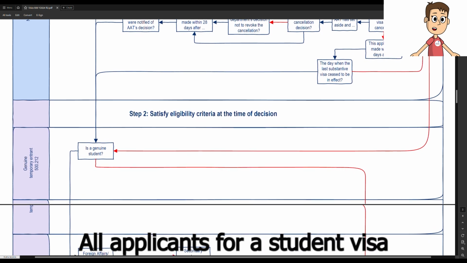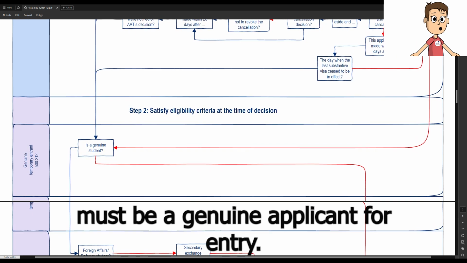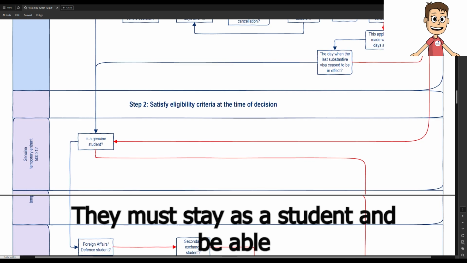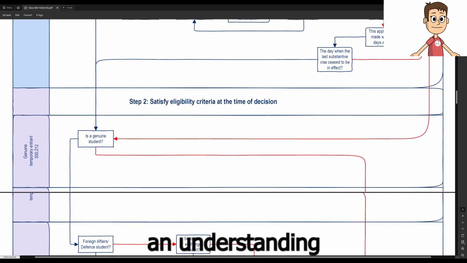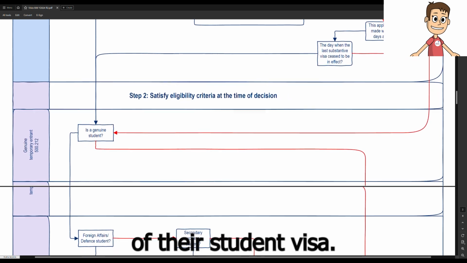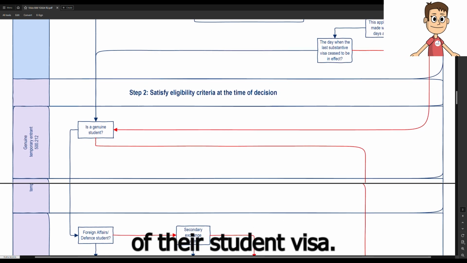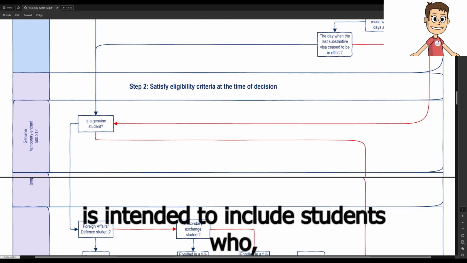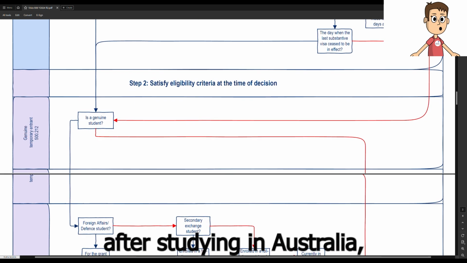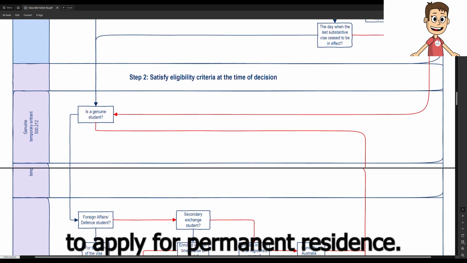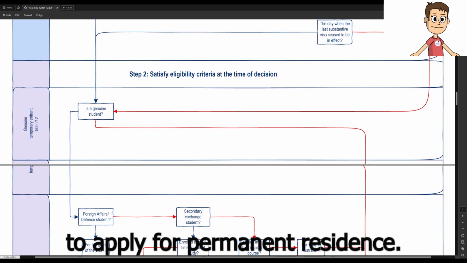All applicants for a student visa must be a genuine applicant for entry. They must stay as a student and be able to show an understanding that studying in Australia is the primary reason of their student visa. The genuine student requirement is intended to include students who, after studying in Australia, develop skills Australia needs and who then go on to apply for permanent residence.